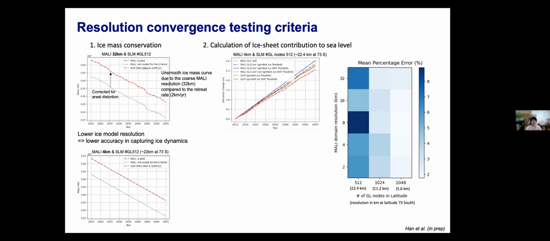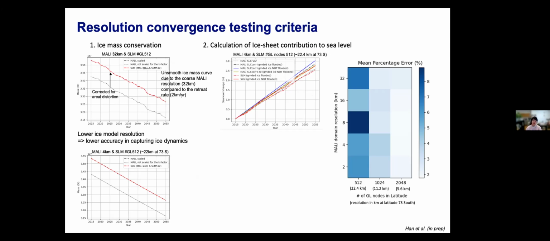The second testing criterion was that the calculation of ice sheet model contribution to sea level performed by MALI matches the one performed by the sea level model. This is quite a busy plot, but essentially what you want to look at is the line up between the yellow line and the red solid line. All these other lines are just demonstrating different ways of calculating ice sheet contribution to sea level.